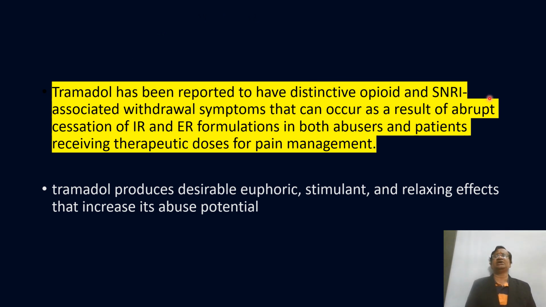Tramadol has been reported to have distinct SNRI, serotonin reuptake inhibition, associated with withdrawal symptoms. So it is also an addiction of some sort. So withdrawal symptoms, desirable euphoric, stimulant and relaxing effects, that is why it has got the abuse potential.